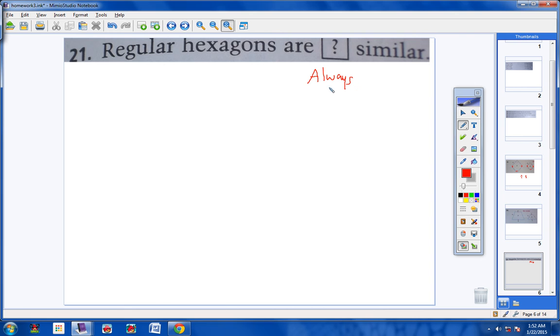Okay? If you have a regular hexagon, all the sides are congruent, and then you have another regular hexagon. Remember, regular means all the sides and all the angles are congruent. Okay? So, all of the angles here have to be congruent to these over here, and all of these sides have to be proportional. Remember, these angles on the inside can't change if it's a regular hexagon.